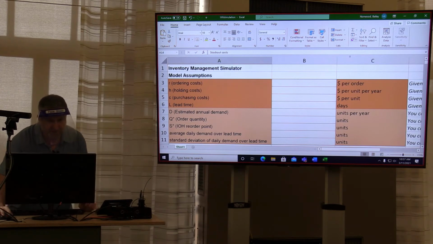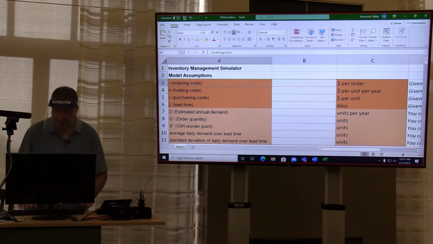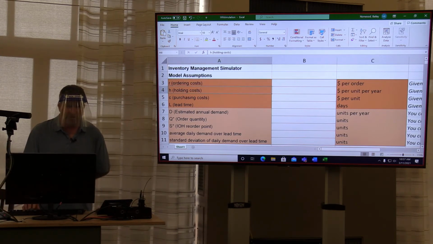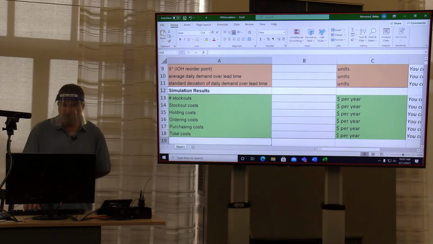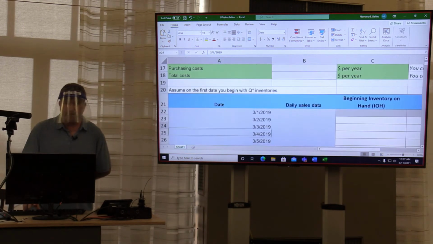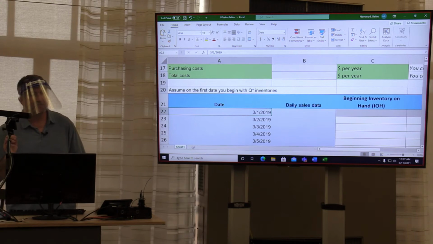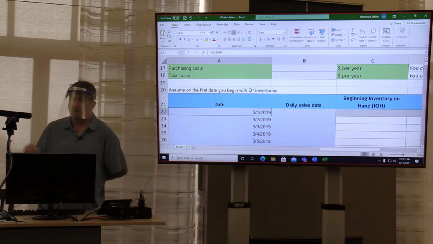What we have here, there are going to be some assumptions. We need to make some assumptions about what ordering costs and holding costs are. We need to make some calculations. We're going to figure out total costs, and our main thing here is to figure out at what point we should reorder and how much we should reorder.